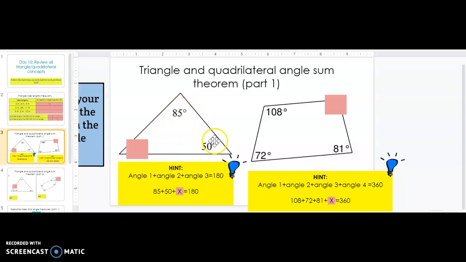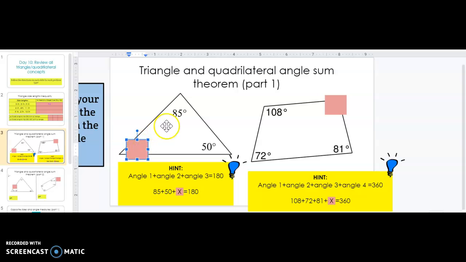So, for the triangle angle sum theorem, angle 1 plus angle 2 plus angle 3 has to be equal to 180. So an example of an equation you could set up to help you solve this would be 85 plus 50 plus what equals 180. So then you could just do 180 minus 50 minus 85 to get your missing value. Once you have that missing value, type it in this pink box. If all 3 of these angles add up to 180, you know you are correct.